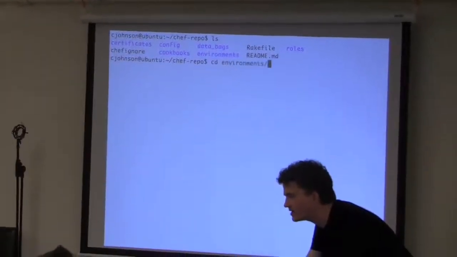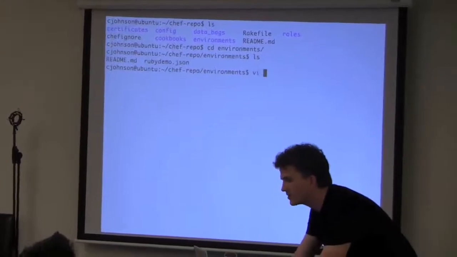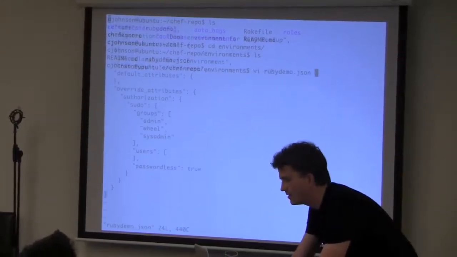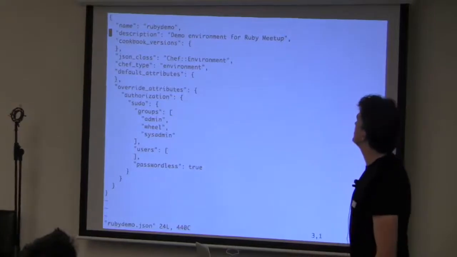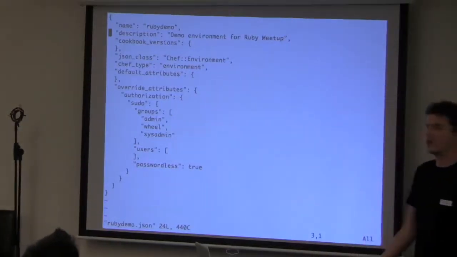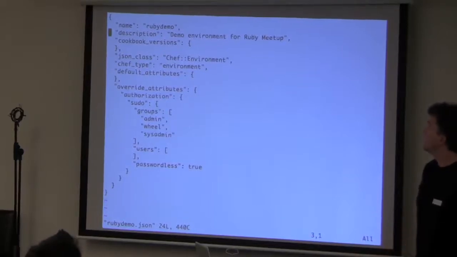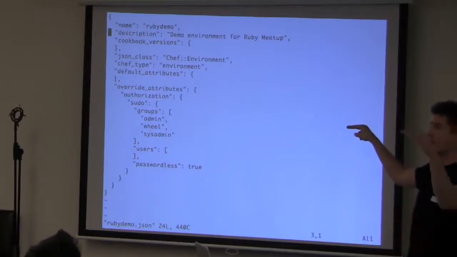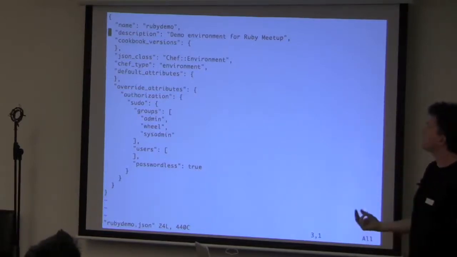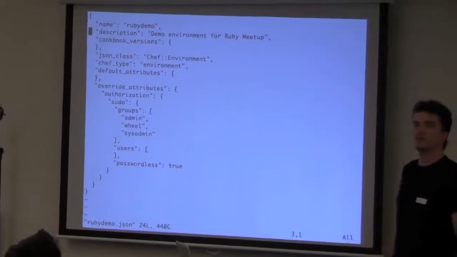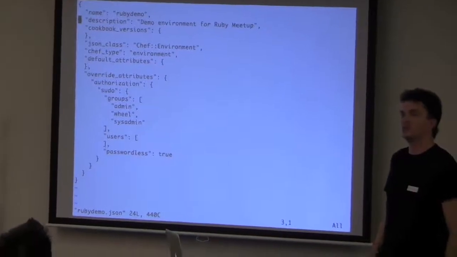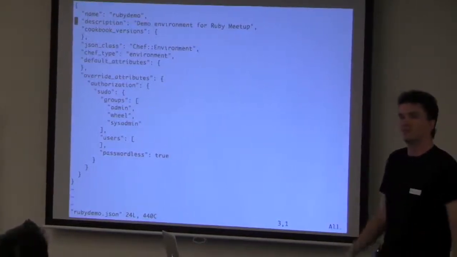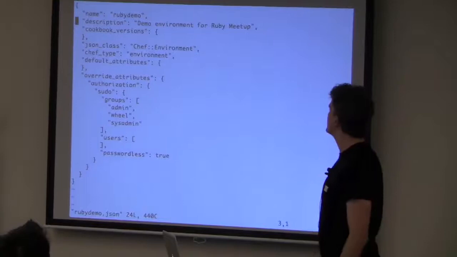Let's take a look at the environment I built for this. So as you can see, this is a really simple JSON file. It describes the environment that does not exist right now, but will be created. And right now, in there I have some override attributes that are set at the environment level. And they are going to grant sudo to the groups admin, wheel, and sysadmin. And then they're going to grant me passwordless sudo, which I would never do in real life, just to be clear. But for the purposes of the demo tonight, I'm going to save a little bit of time.